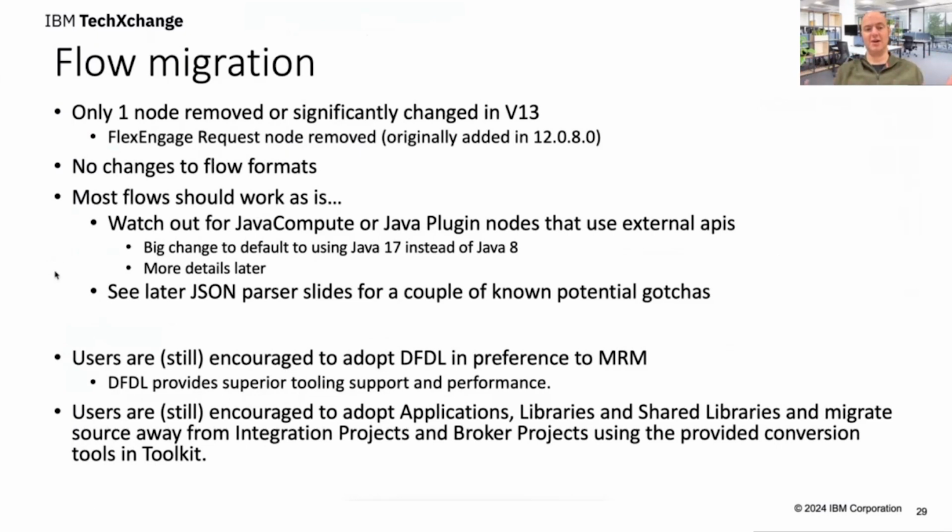Now, watch out if you've got Java Compute or Java plugin nodes that use external APIs, because the default Java version has moved from Java 8 to Java 17 in version 13 of ACE. I'm going to keep mentioning this a few times so people start to remember that Java could be a big deal as you migrate. There are a few gotchas with the JSON parser. There were a couple in migrating to 12 from 11, and there are a couple more in version 13 as we've improved and brought our JSON parser up to date.